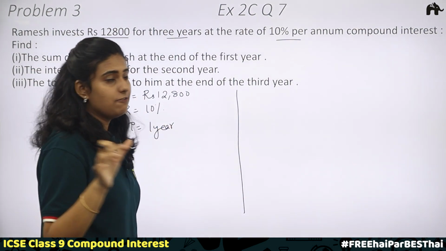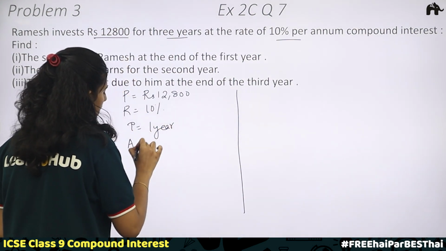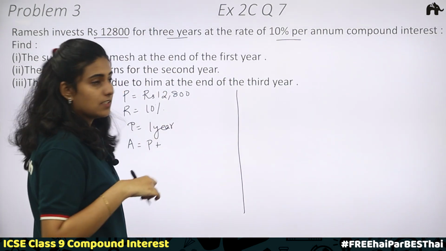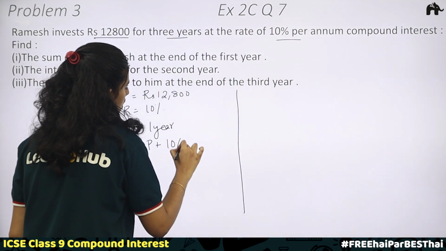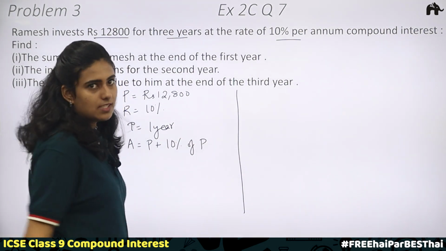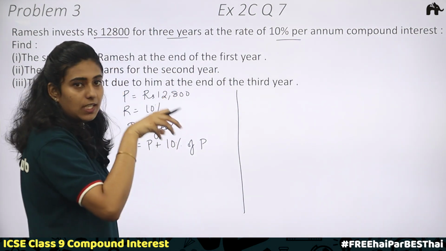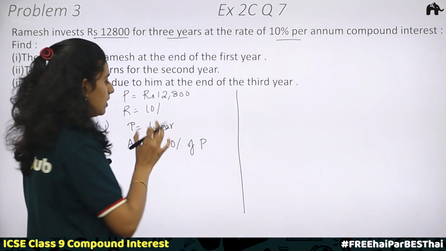Okay, we can directly find how. Amount will be equal to the principal plus 10% of the principal. Yes, this is the simplest way to find. We don't need to find the interest separately and add the interest to principal. Here you can find it directly.